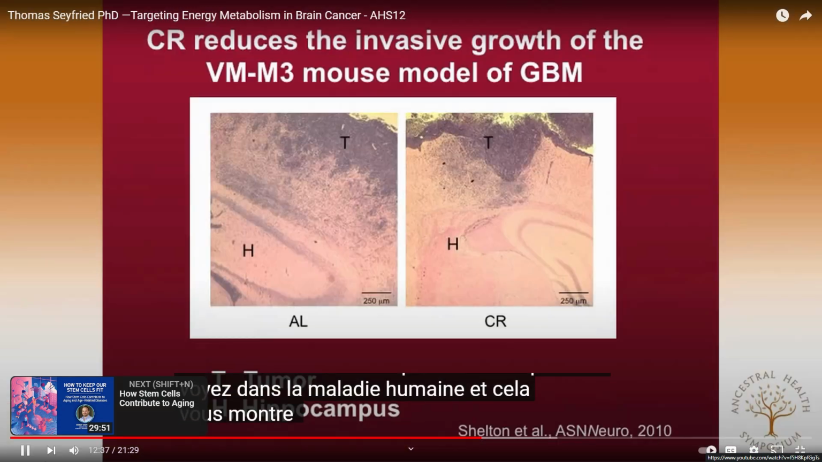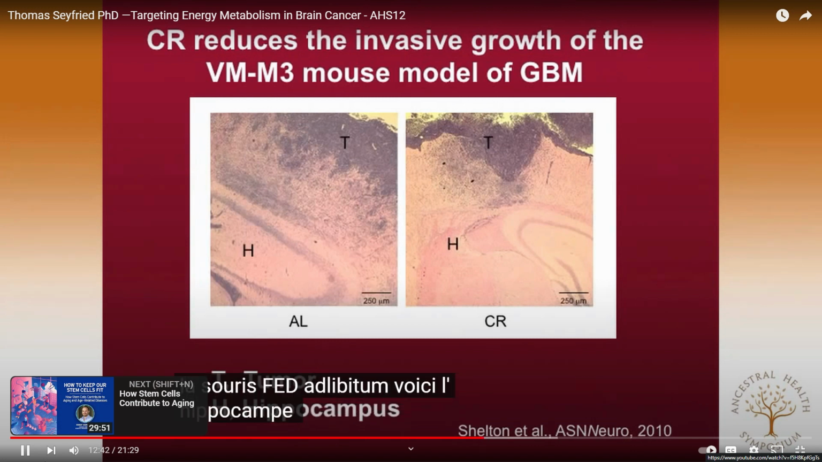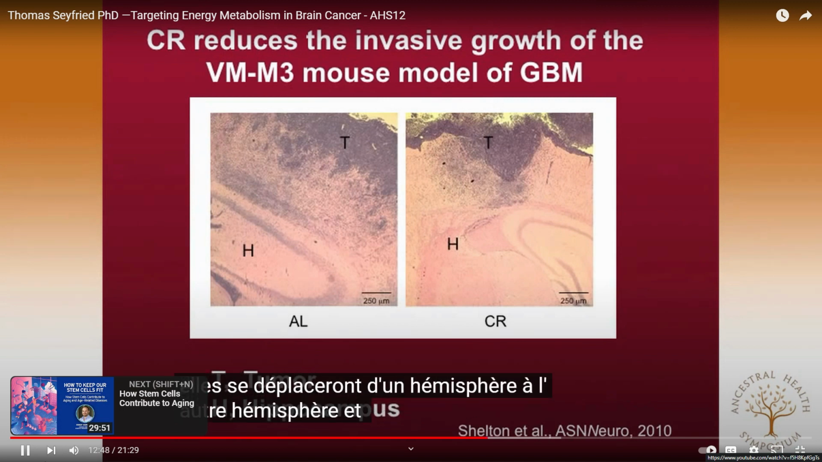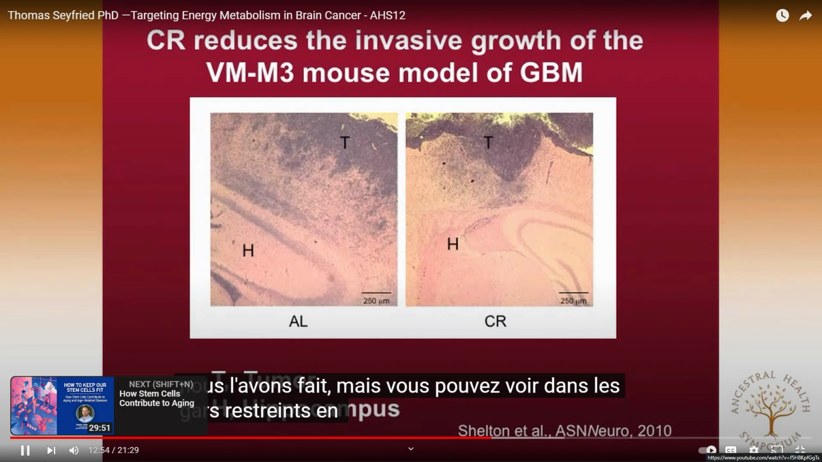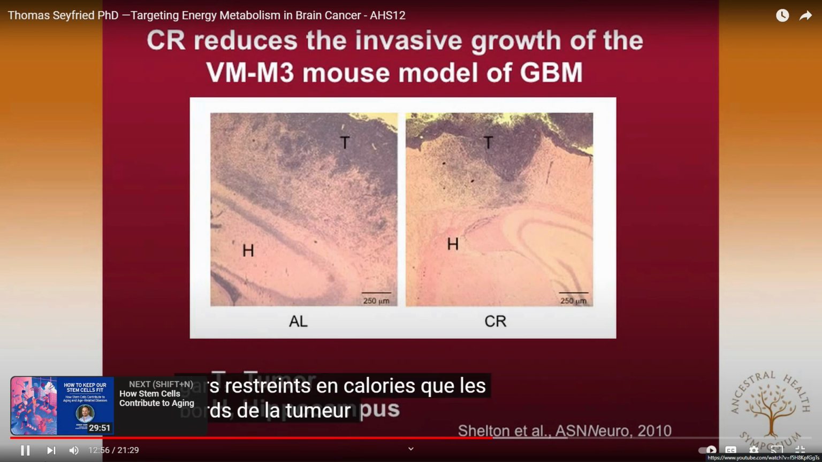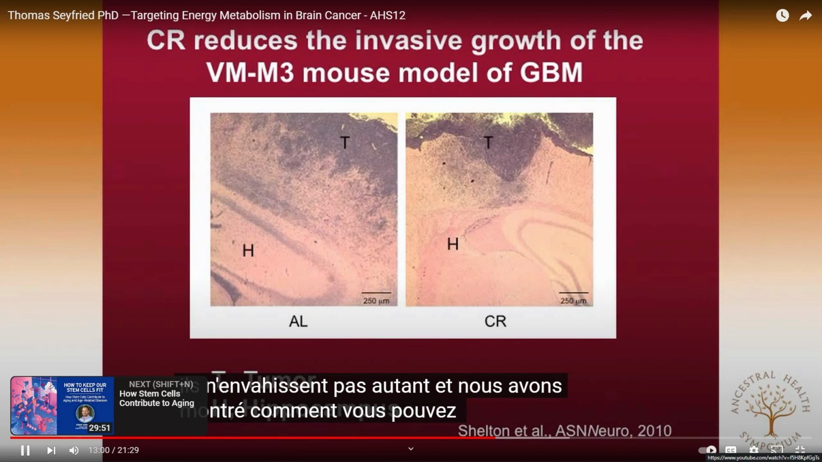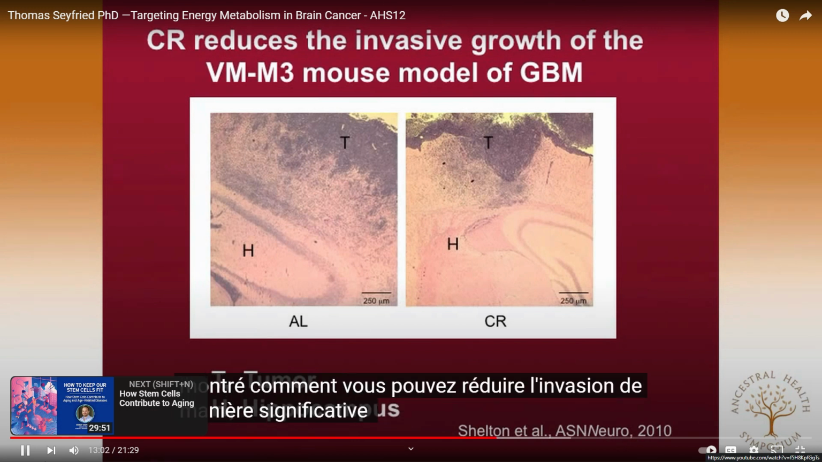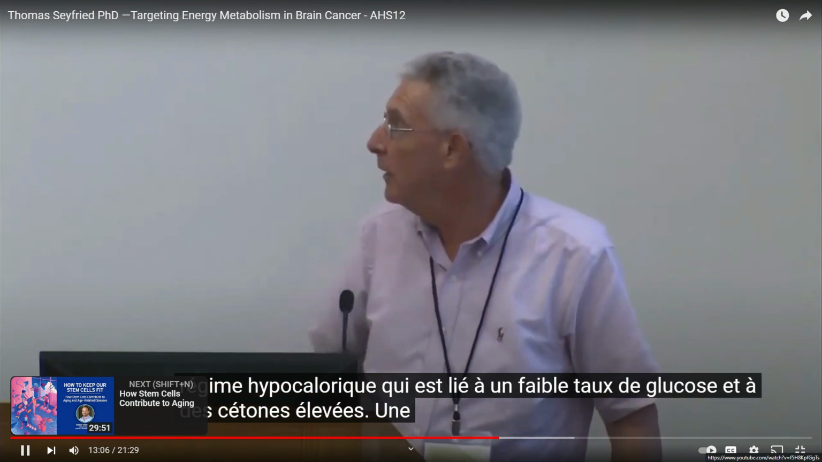And this shows you here, this is the tumor growing in an ad libitum-fed mouse. Here's the hippocampus. These tumor cells will invade right through the entire brain. They'll move from one hemisphere to the other hemisphere. And you can quantitate that using bioluminescent imaging, as we've done. But you can see in the calorie-restricted animals that the borders of the tumor become much sharper. They don't invade as much, and we've shown how the calorie-restricted diet reduces invasion significantly, which is linked to low glucose and elevated ketones.